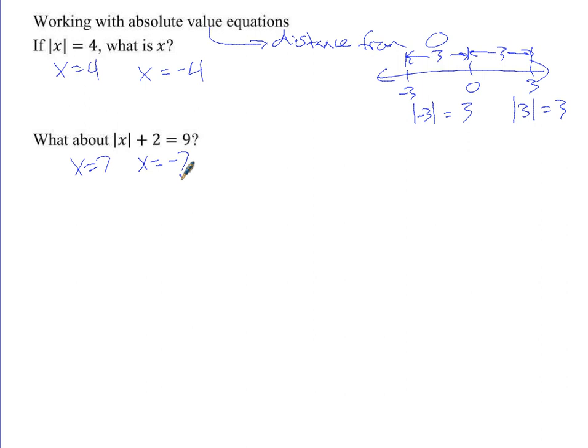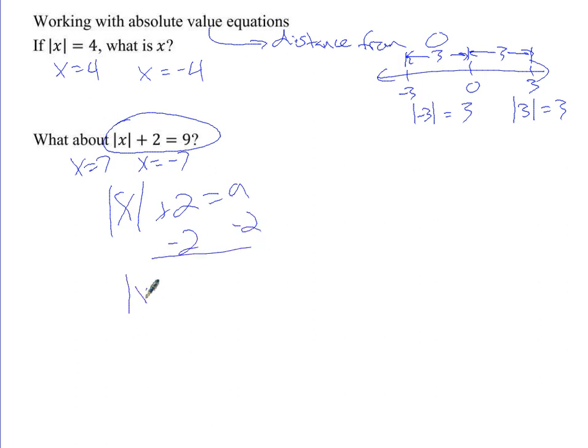So here's how you need to do this. Take this equation and solve for the absolute value symbol. Get the absolute value symbol by itself. So we have the absolute value of x plus 2 equals 9. Subtract 2 from both sides. Once I do that, I have the absolute value of x equals 7. And now we're looking at the same type of problem. Obviously 7 works. Also negative 7 works.